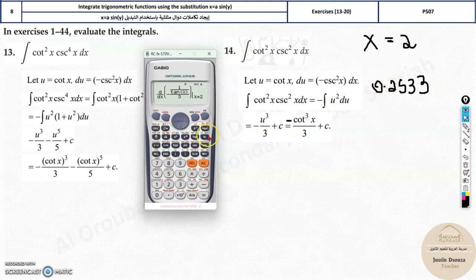Because the answer will definitely be the same. I know for sure, so I got a different answer. I know there is some error I've made over here. So it is power 3, which I forgot. Now let me press equal to. It'll be the exact same answer.